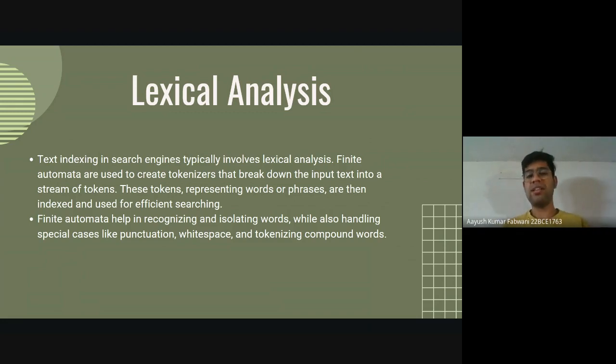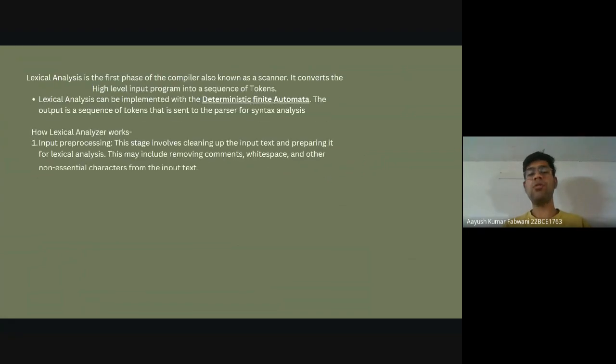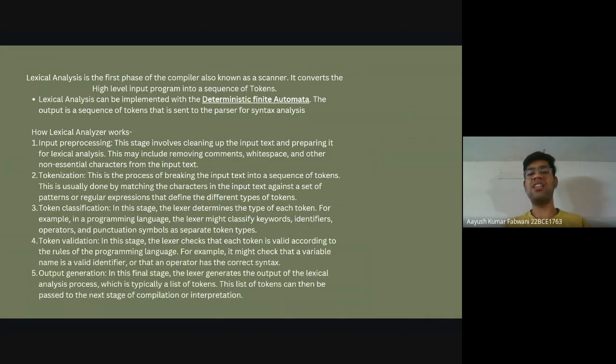So we use tokenization. So, we go through the whole process of how actually this tokenization works using finite state automata. So lexical analysis is the first phase of a compiler, also known as the scanner. It converts the high-level input program into a sequence of tokens. Lexical analysis can be implemented with deterministic finite automata. The output is a sequence of tokens that is sent to the parser for syntax analysis.